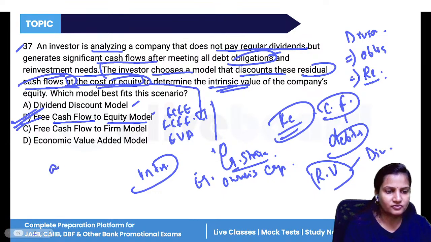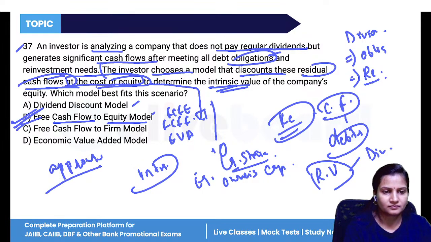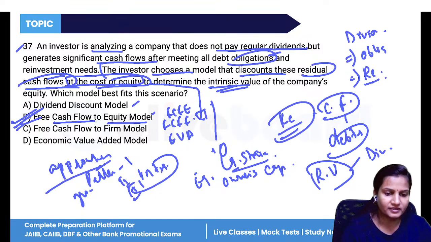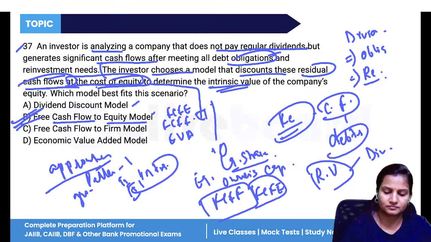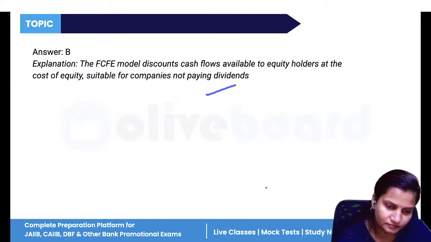So, have you studied different approaches? There are three types of growth patterns: stage 1, stage 2, stage 3. In that we have FCFF and FCFE. Clear.